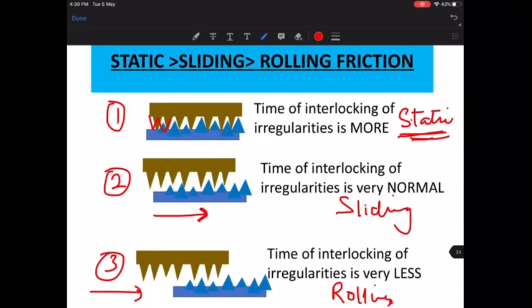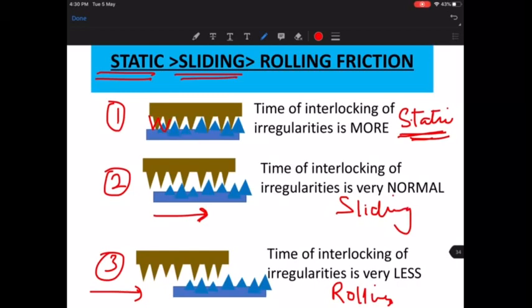That's why, which kind of friction is more? It is the static friction which is more. In the second case, the irregularities have got slightly lesser time of interlocking. So the sliding friction is slightly less than the static friction.